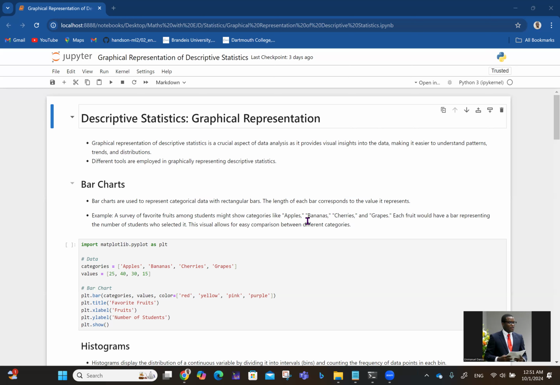So, when you see a data set, it may be difficult to actually make sense of it sometimes. Of course, there are some data sets that you can actually understand by just looking at them. But then when things get really, really large, it may be difficult to get patterns. So graphical representations can make those things make sense. Okay. Different tools are employed in graphically representing descriptive statistics. And the first tool we are looking at will be the bar charts.